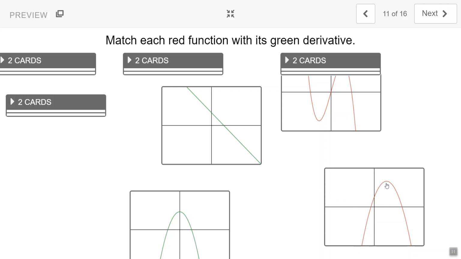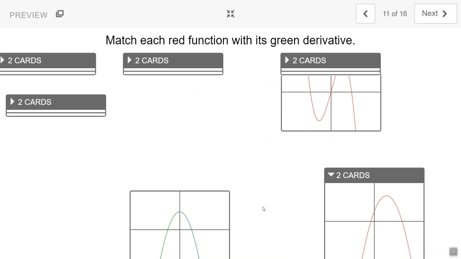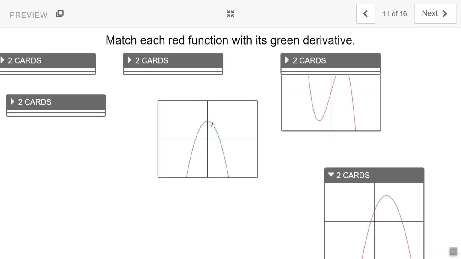Slopes here are all positive. They get to 0, so positive slopes. I know the line here has got a negative slope, but we want the values. Positive values for slope, and then right here we get to a 0, and then they go negative. So doesn't this one have to match this one? Which means what here?